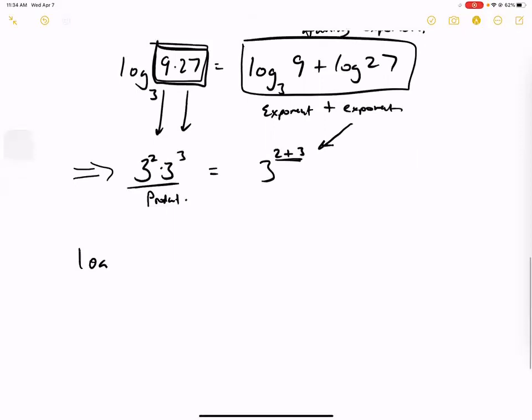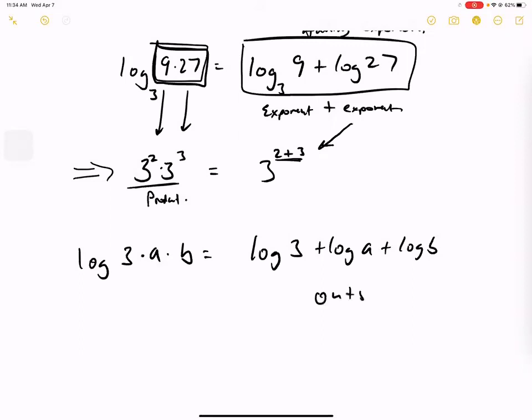If I say log of 3 times a times b, this is going to be log of 3 plus log of a plus log of b. Okay, so that's the rule. If we're adding logs on the outside, we are multiplying them on the inside. Or if I'm multiplying them on the inside, we can break it up into separate logs.